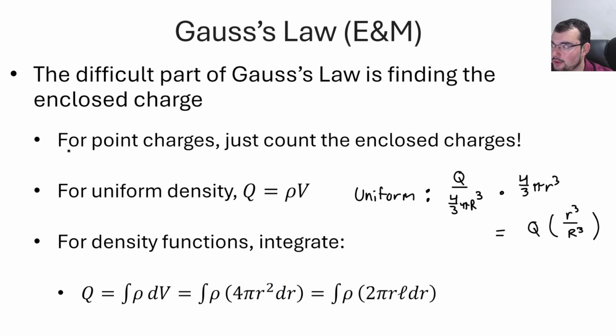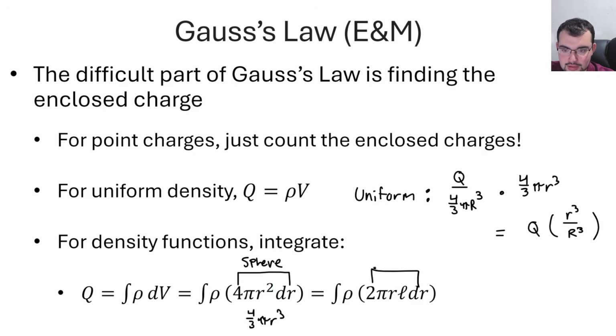But then if it's not uniform, you're going to have to do some integrating. So if it's not uniform, you have to integrate rho, not with respect to r, but with respect to V. So you have to actually break up your volume into little pieces. So here, this would be our dV for a sphere, right? Because the sphere volume is 4/3 pi r cubed, so you take a derivative to get that.